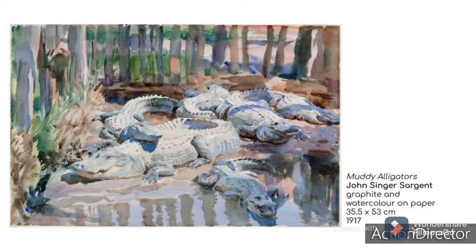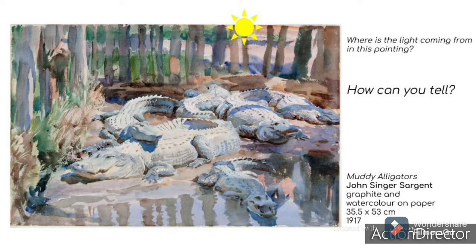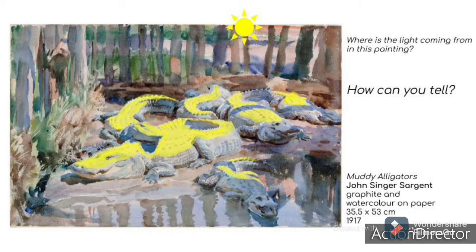This piece is called Muddy Alligators. It's a painting by John Singer Sargent, made with graphite and watercolor on paper, back in 1917. Where is the light coming from in this painting? I believe it's coming from the top center right. How can you tell? The brightest colors are actually on the top plane of the alligators and slightly to the right plane.